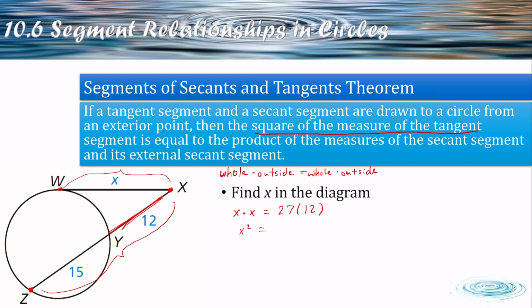So x squared equals 324. And then you'll square root. So x is 18. It's the whole thing times the part outside. When it meets outside, it's the whole thing times the part outside.